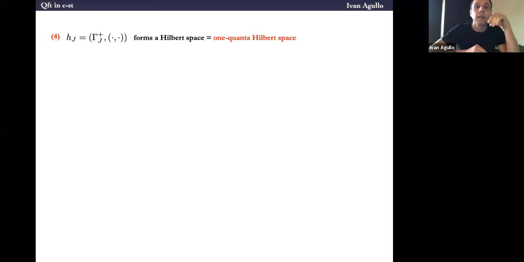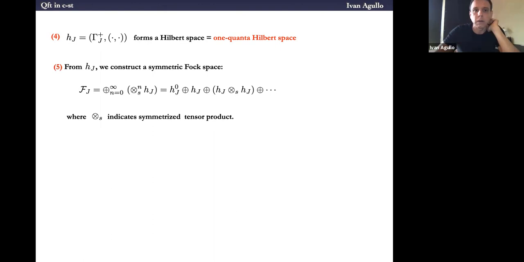Now, great. We have a vector space, gamma plus, not gamma, gamma plus, and a product which is a Hermitian positive definite product on it. Therefore, we can build a Hilbert space. This Hilbert space is called the one quanta Hilbert space. And now, from this one quanta Hilbert space, we can construct a Fock space in the standard manner.